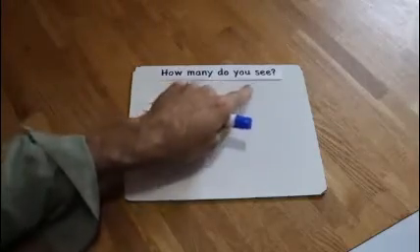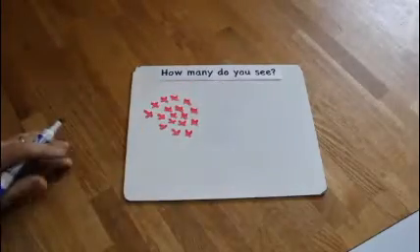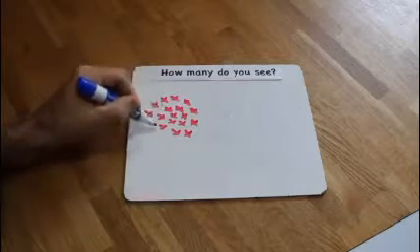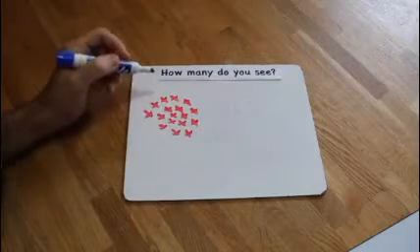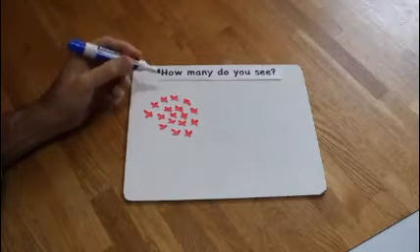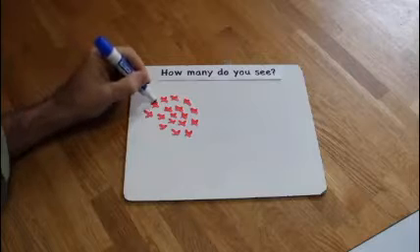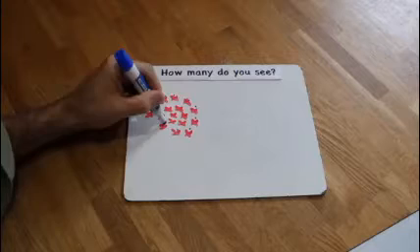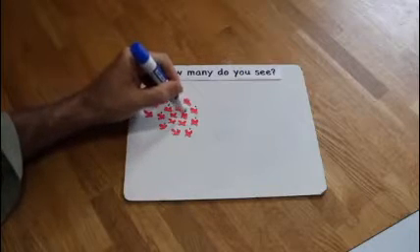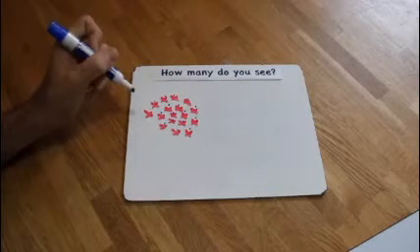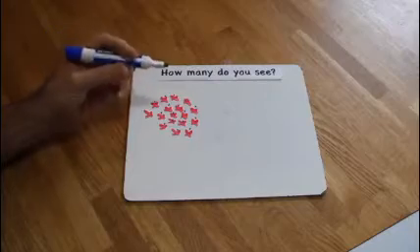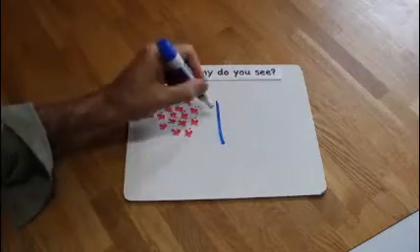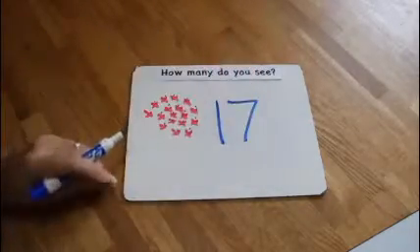How many do you see? Ooh, that's a mess. But I think I can see a spiral if we stay on the spiral. Touch them as we go. Here we go. Ready? 1, 2, 3, 4, 5, 6, 7, 8, 9, 10, 11, 12, 13, 14, 15, 16, 17. How do we write a 17? A 1 for the tens and a 7 for the ones. 17.